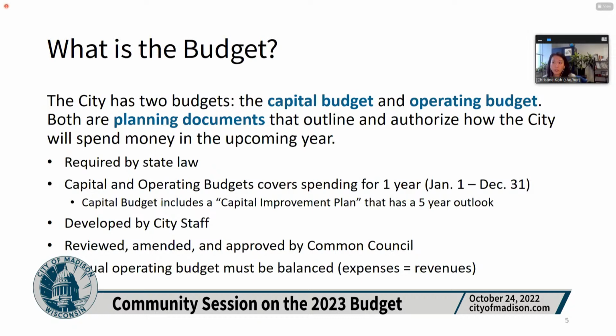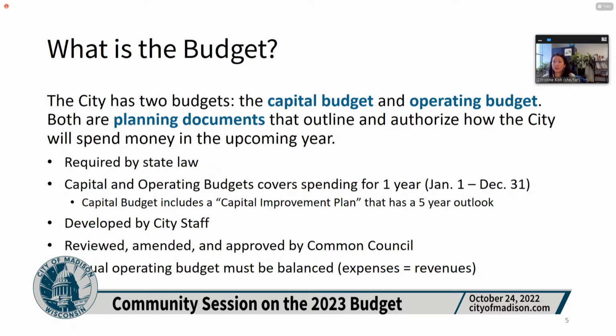The budget is required by state law, and the capital and operating budget covers 1 year of spending from January 1st to December 31st. The capital budget also includes what's called a capital improvement plan, or CIP, that has a 5-year outlook. And that's because of the nature of capital projects. They tend to have a long time horizon and take multiple years to complete. So having a 5-year plan lets us strategize for investments over time.